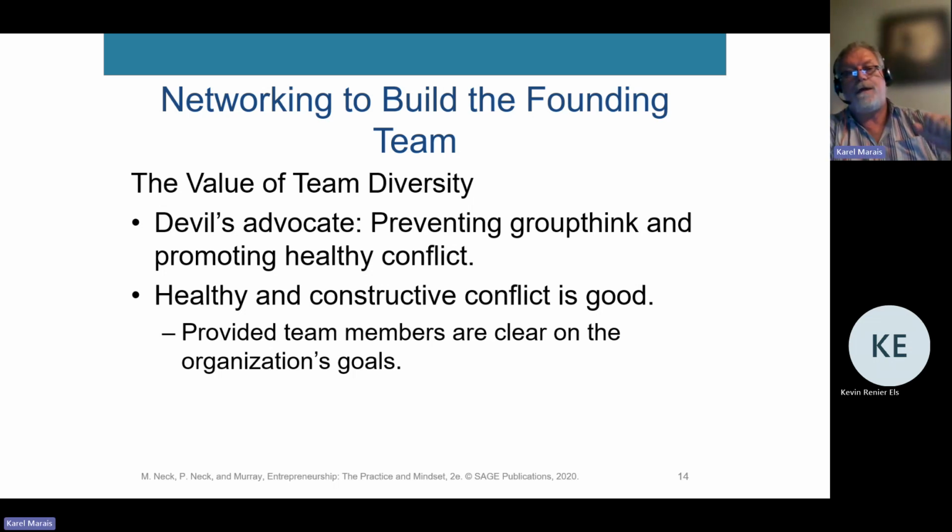In your founding team that you've got through all of this networking that you've done, you've built up this team. You must make sure that the goals of the organization and the goals that you all want to achieve are the same and we all understand it.